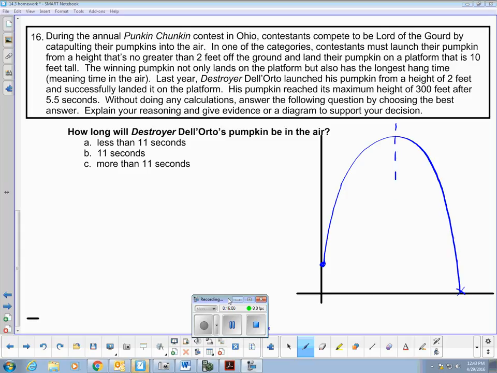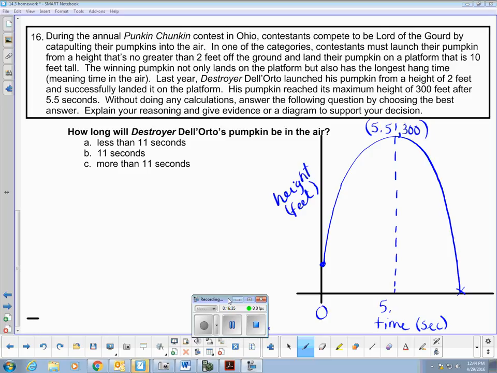Right down the middle here, where I have my vertex, it is going to reach a height of 300 feet, and that's taking place after 5.5 seconds. So starting with time in terms of seconds, we have height in terms of feet, and launching at 0 seconds.